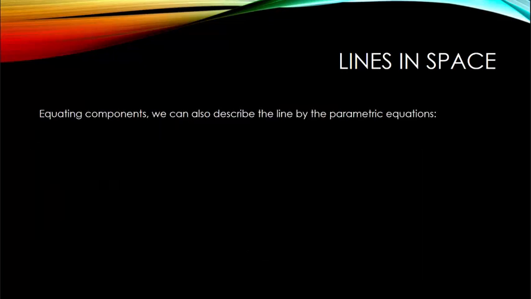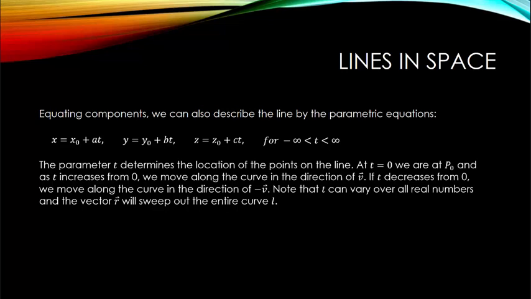Now, if I equate the components, I can also describe this line using parametric equations. X is equal to x naught plus at, y is equal to y naught plus bt, and z is equal to z naught plus ct, and this is for t ranging from negative infinity to infinity. The parameter t determines the location of the points on the line.